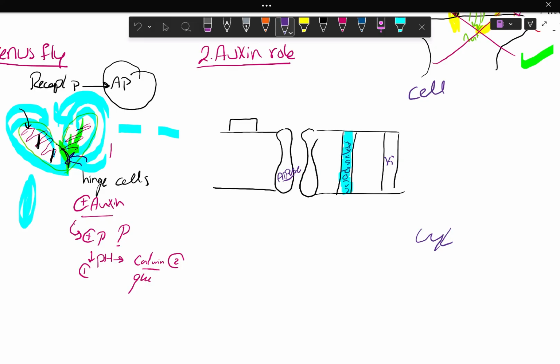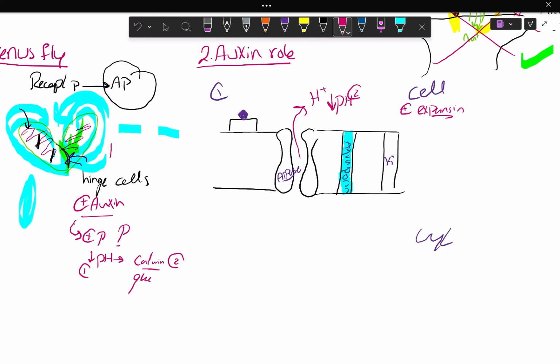So the auxin comes and binds on its receptor on the cell surface membrane. When this auxin binds, it causes the ATPase proton pump to pump protons into the cell wall. So an increase in protons will cause a decrease in pH. This decrease in pH will cause the activation of expansin proteins that will loosen the linkage between the cellulose fibrils in the cell wall. This is similar to what happened in the hinge cells of the Venus flytrap. So when the bonds between those cellulose fibrils break, they can move past each other.